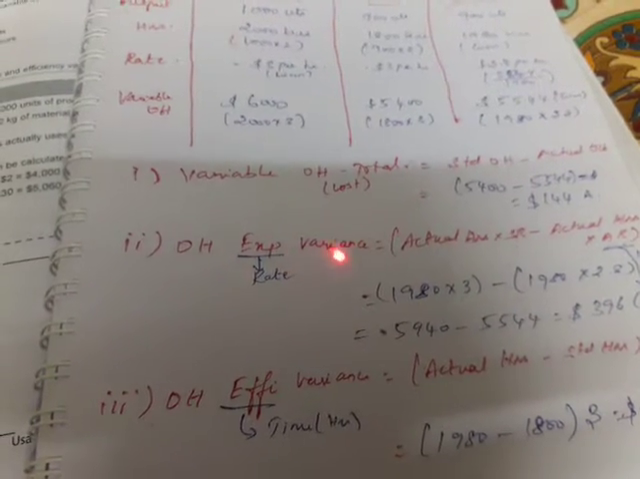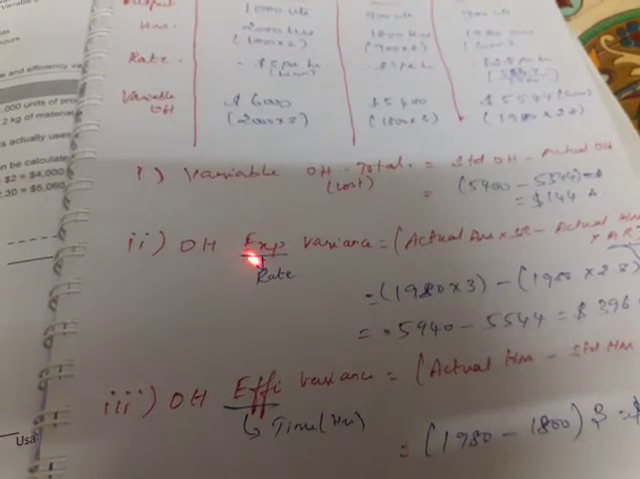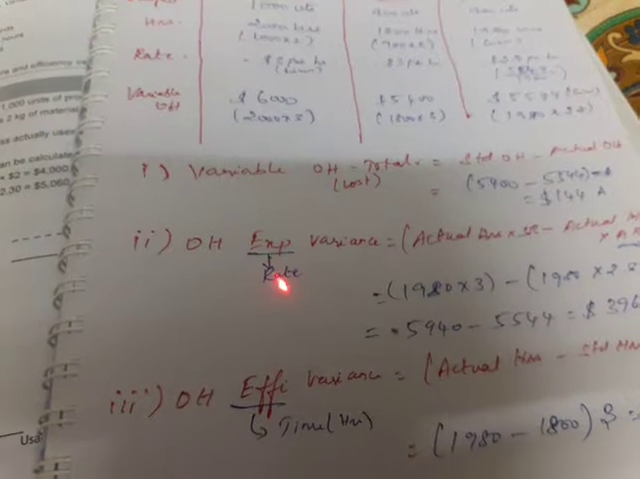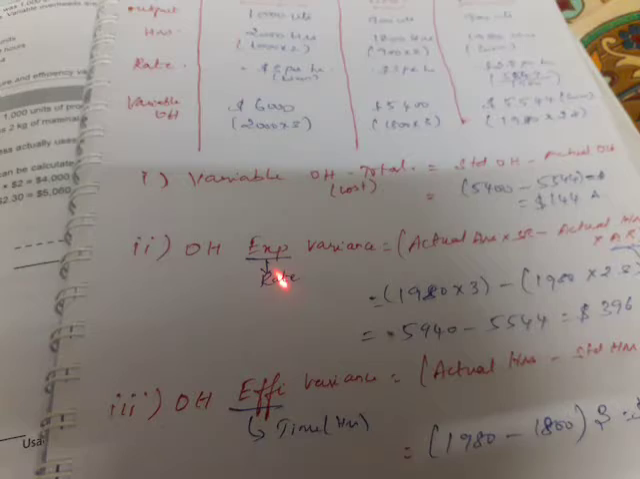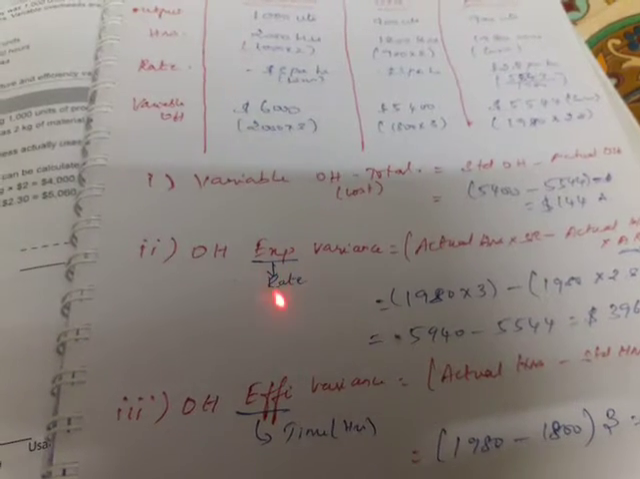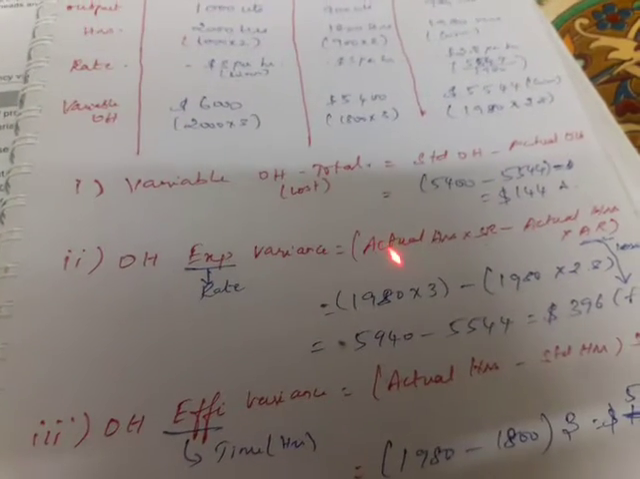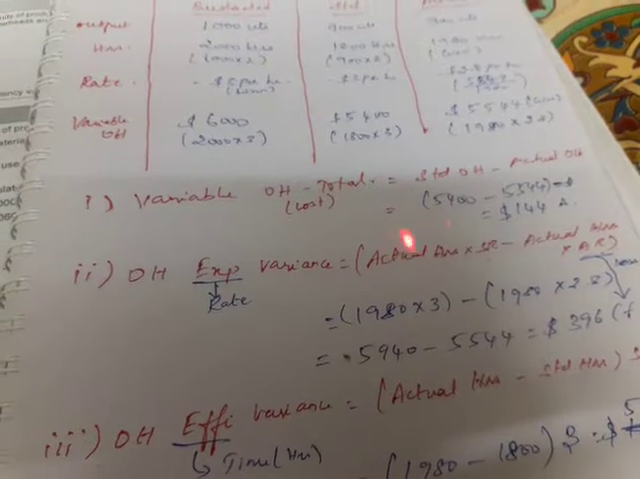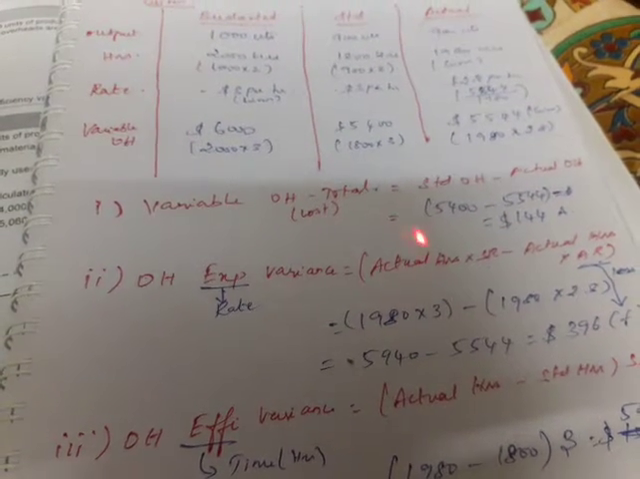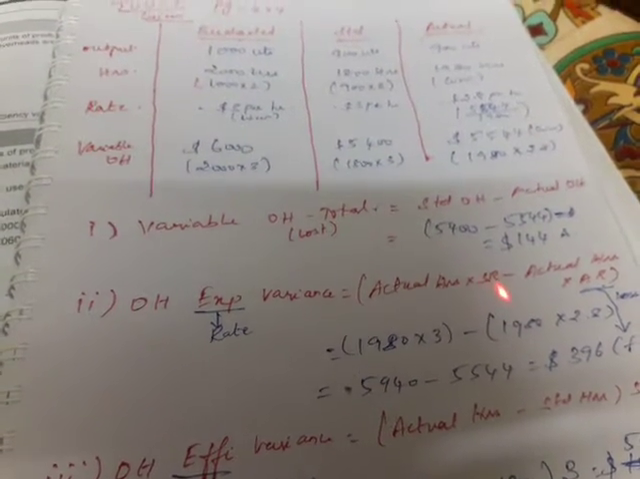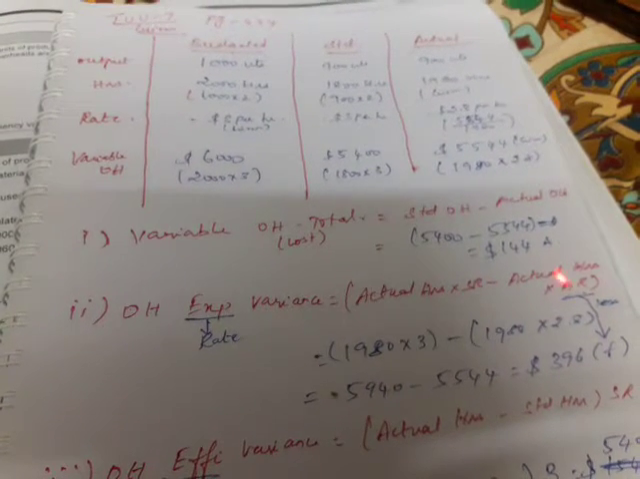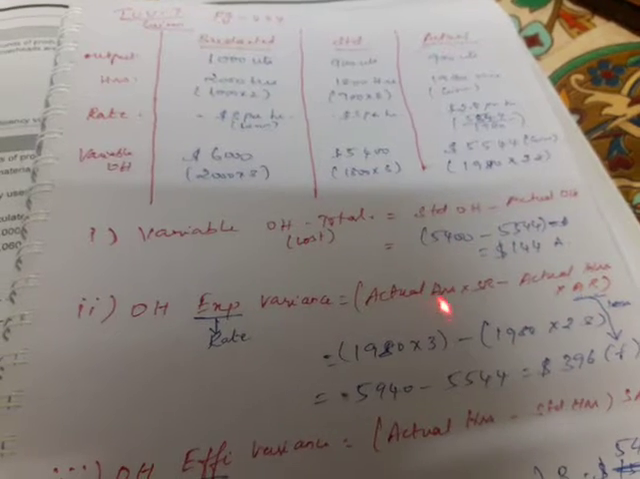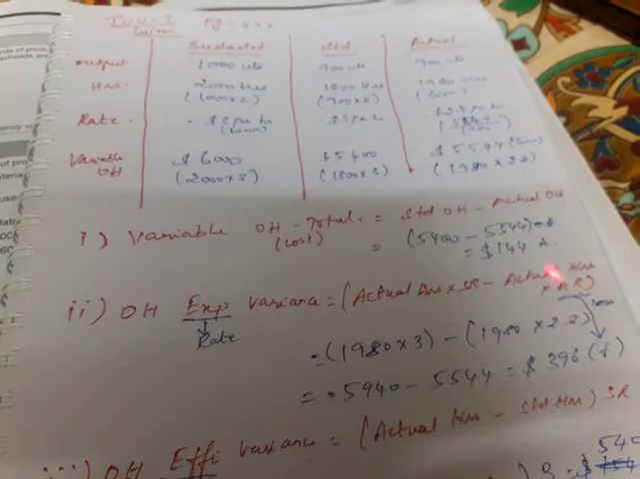Then overhead expenditure variance. These are all they have asked you to find. What is expenditure? Expenditure means nothing but the difference between the rate. Here you are having actual hours, both sides you will have actual hours. Actual hours into standard rate, minus actual hours into actual rate.